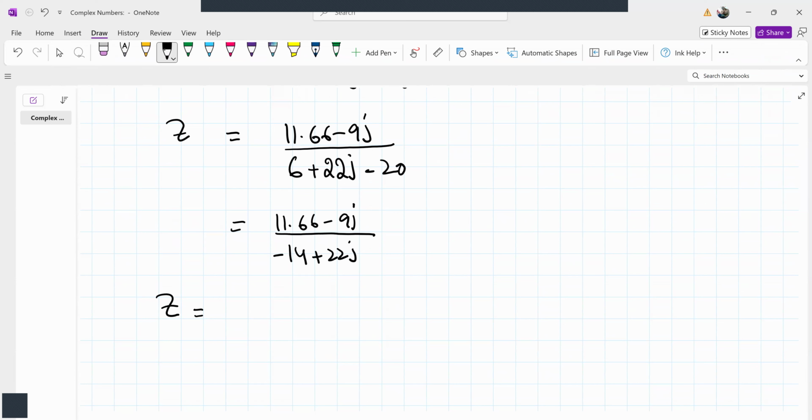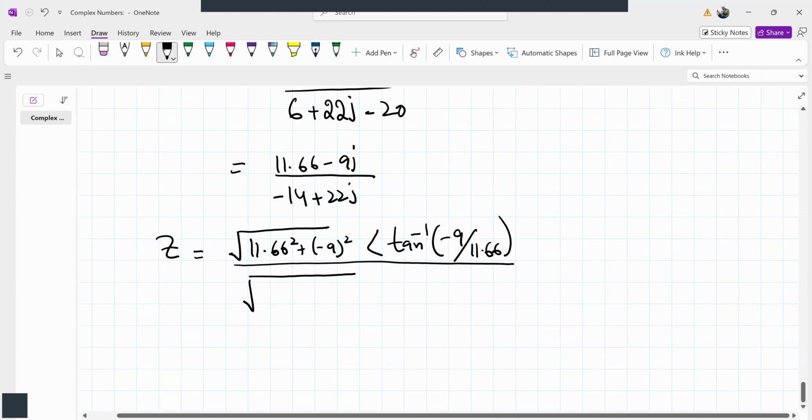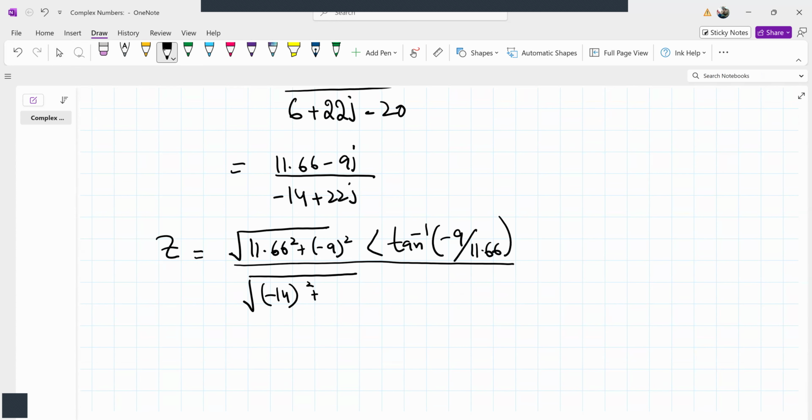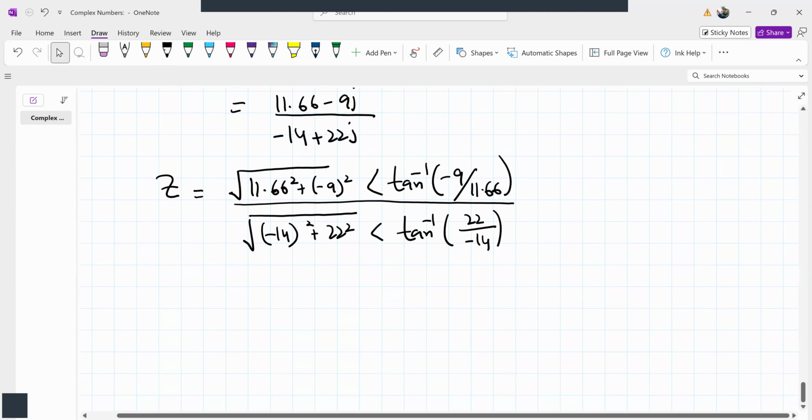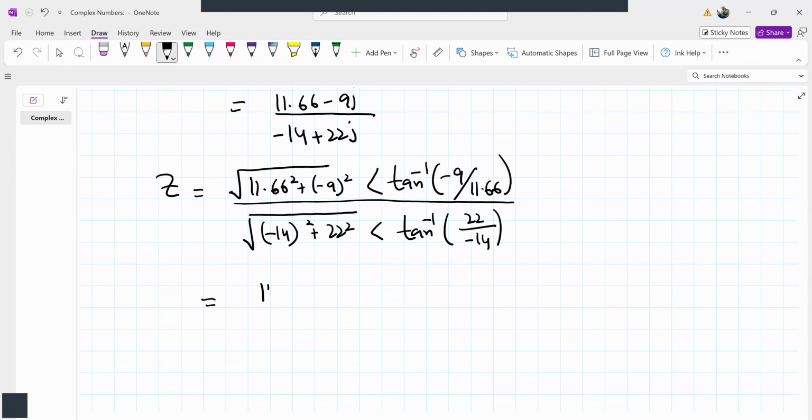We have this in rectangle form on the numerator side and rectangle form on the denominator side. So let's convert these into polar form. Okay, so polar form of the numerator side will be square root of 11.66 square plus minus 9 whole square at an angle of tan inverse minus 9 divided by 11.66. Please check the calculations one more time. And this will be on the denominator side. We can write it square root of minus 14 whole square plus 22 square at an angle of tan inverse 22 divided by minus 14.